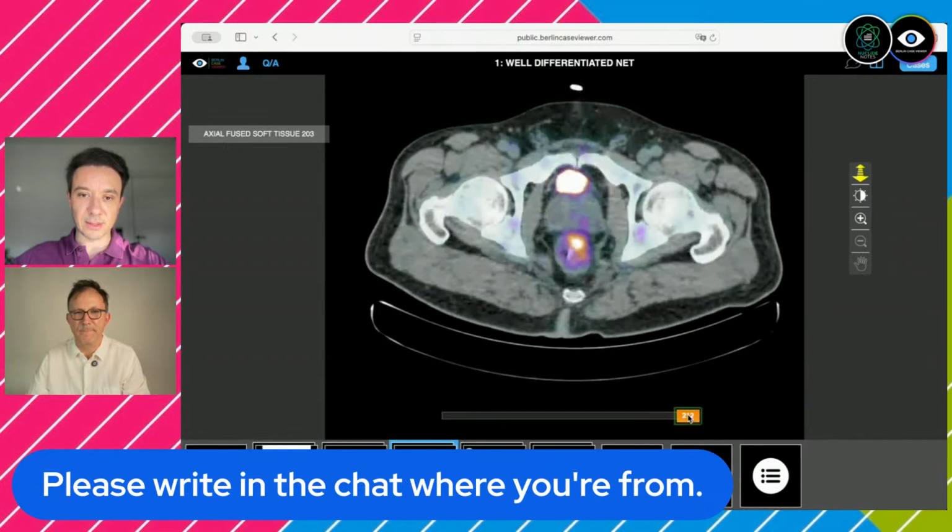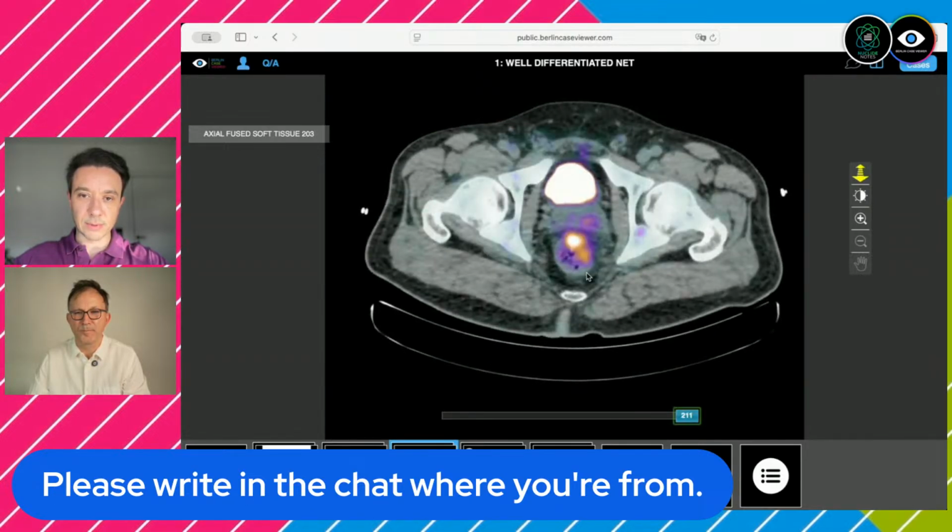But if you look at this part, it looks like it's traversing the wall of the rectum. And here, this is how we physiologically see the uptake within the rectum. It is submucosal usually. But this, as you can see, it is traversing the rectal wall.